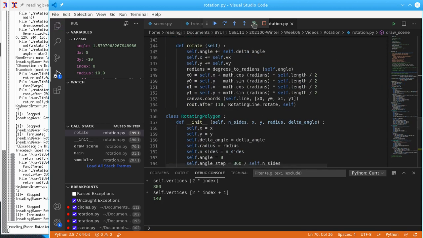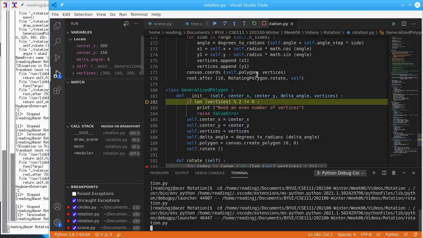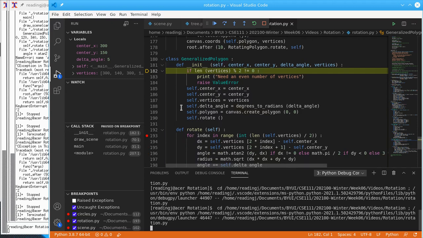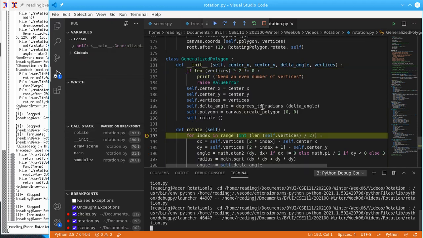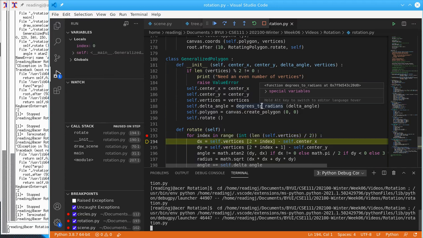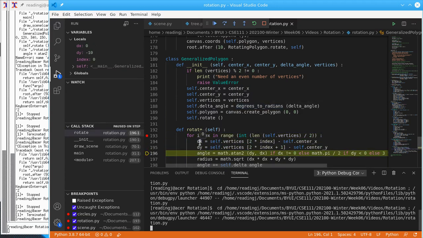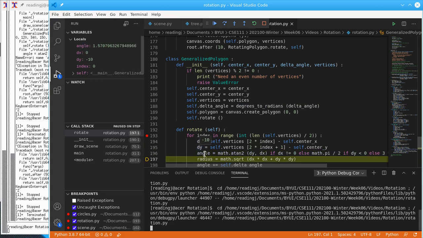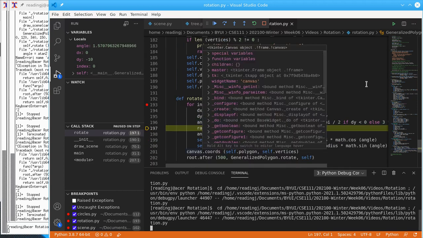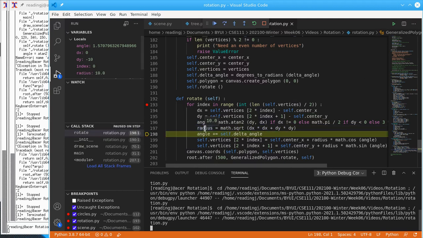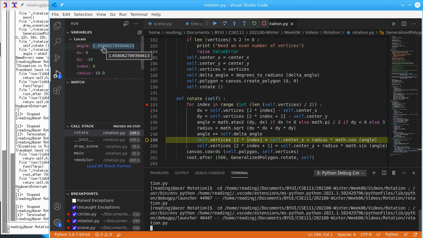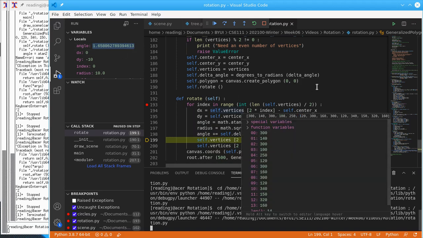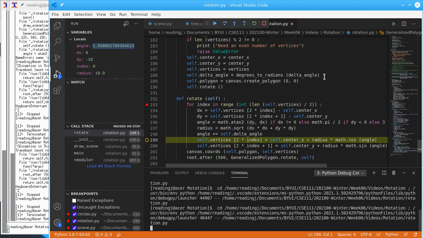So now we need to restart. Okay. I got to put this in the right place, shouldn't I? That's where I want it to be. So run to the next breakpoint right there. Okay. So dx is 0, dy is negative 10, angle is pi over 2, radius is 10, yep. Angle is that, so it's greater than pi over 2. And then self.vertices.